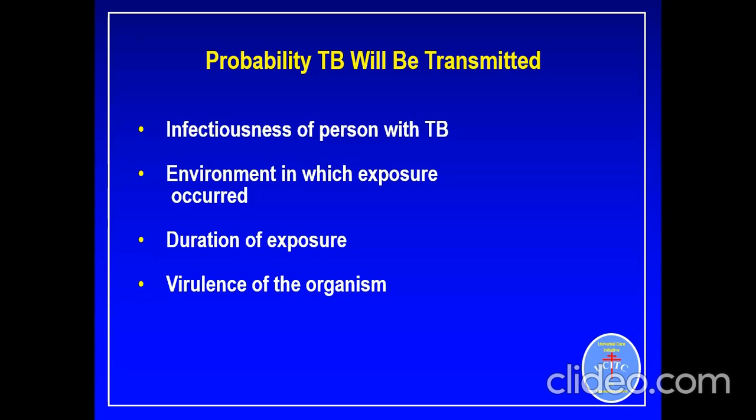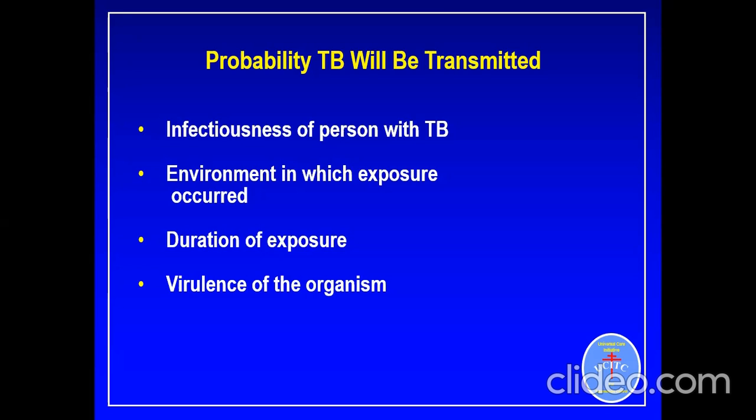Even the duration of exposure matters. A 5-minute exposure to a person who is infectious may not infect anyone. But if the exposure duration is high, if the person is living with the person who is suffering from tuberculosis, then the chances of acquiring infection are high.